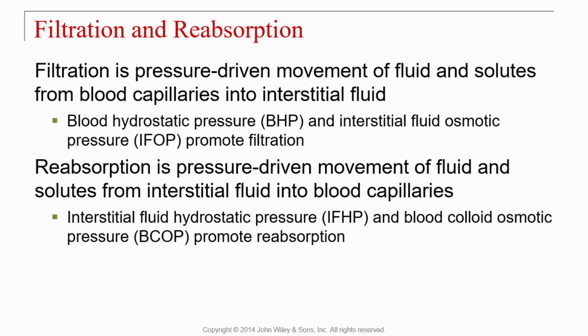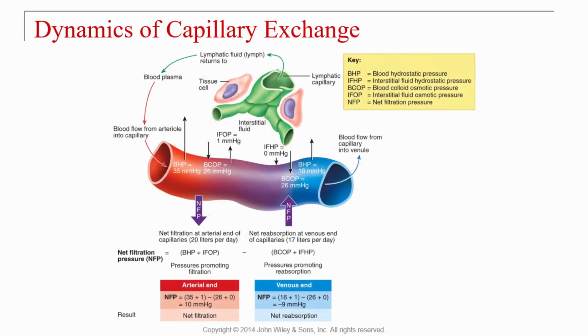So how do we get fluid out of the tissue and into the blood vessel? By applying hydrostatic pressure in the tissue, and then exerting that osmotic pull within the blood vessel itself, to pull the fluid out of the tissue and back into the blood vessel. So let's look at a picture of that.